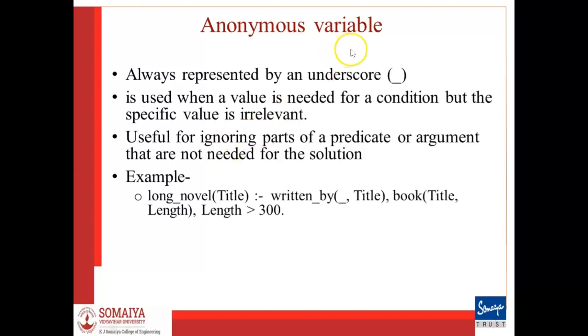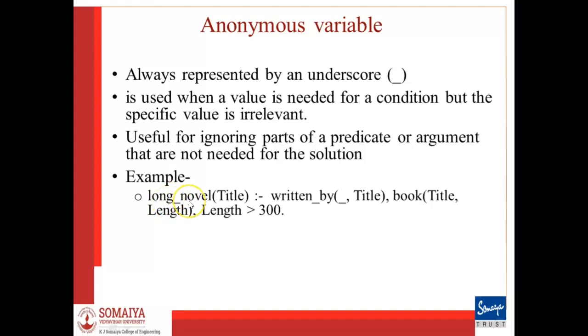Coming to anonymous variables, these are represented by an underscore. They are used when a value is needed for a condition but the specific value of that particular variable is irrelevant. This would be useful when we wish to ignore some parts of the predicates or arguments that are not needed for the solution. So here is an example.